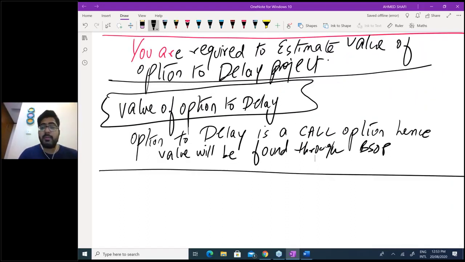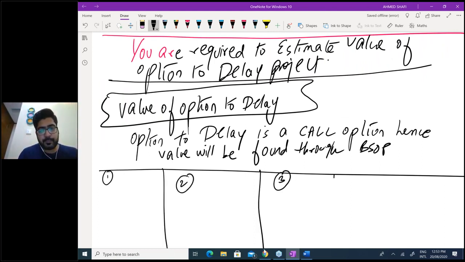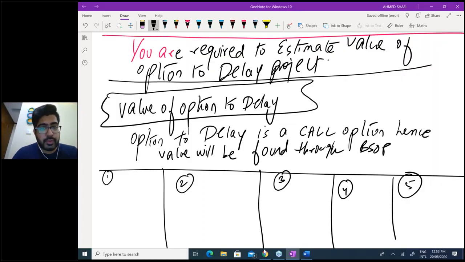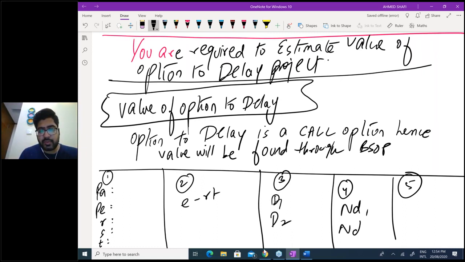And once you have decided the value will be found through BSOP, you know there are 5 steps. The golden step is step 1, find PA, PE, R, S, T. Step 2, E minus RT. Step 3, D1, D2. Step 4, ND1, ND2. And step 5, call option value because this is a call option.